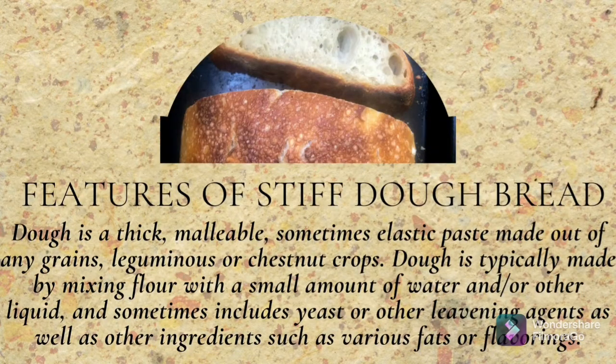Features of stiff dough bread. Dough is a thick, malleable, sometimes elastic paste made out of any grains, leguminous, or chestnut crops. Dough is typically made by mixing flour with a small amount of water and/or other liquid, and sometimes includes yeast or other leavening agents as well as other ingredients such as various flavors and fats.